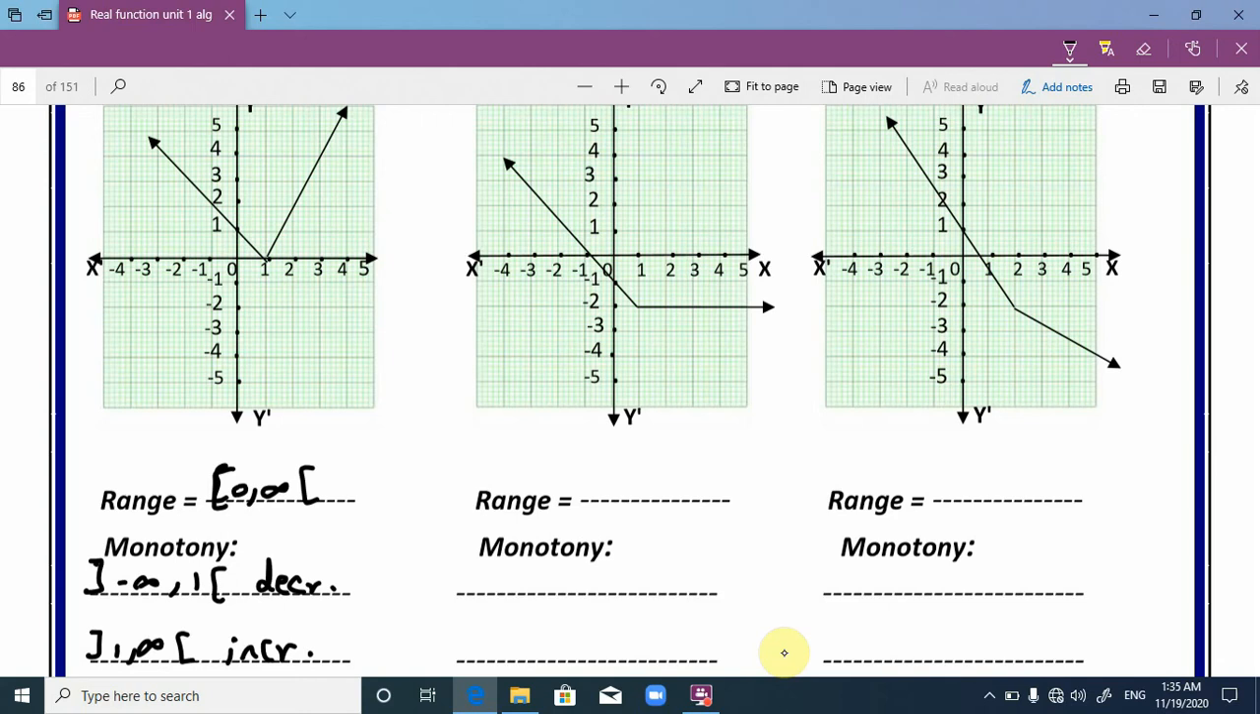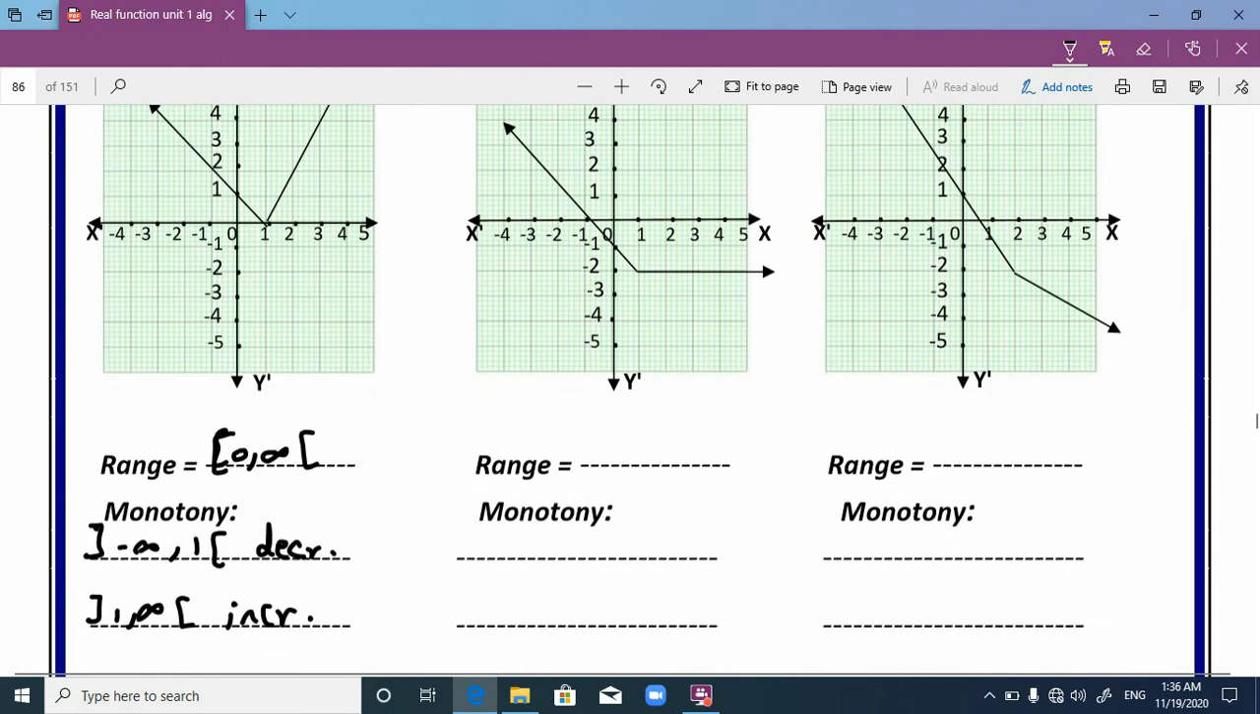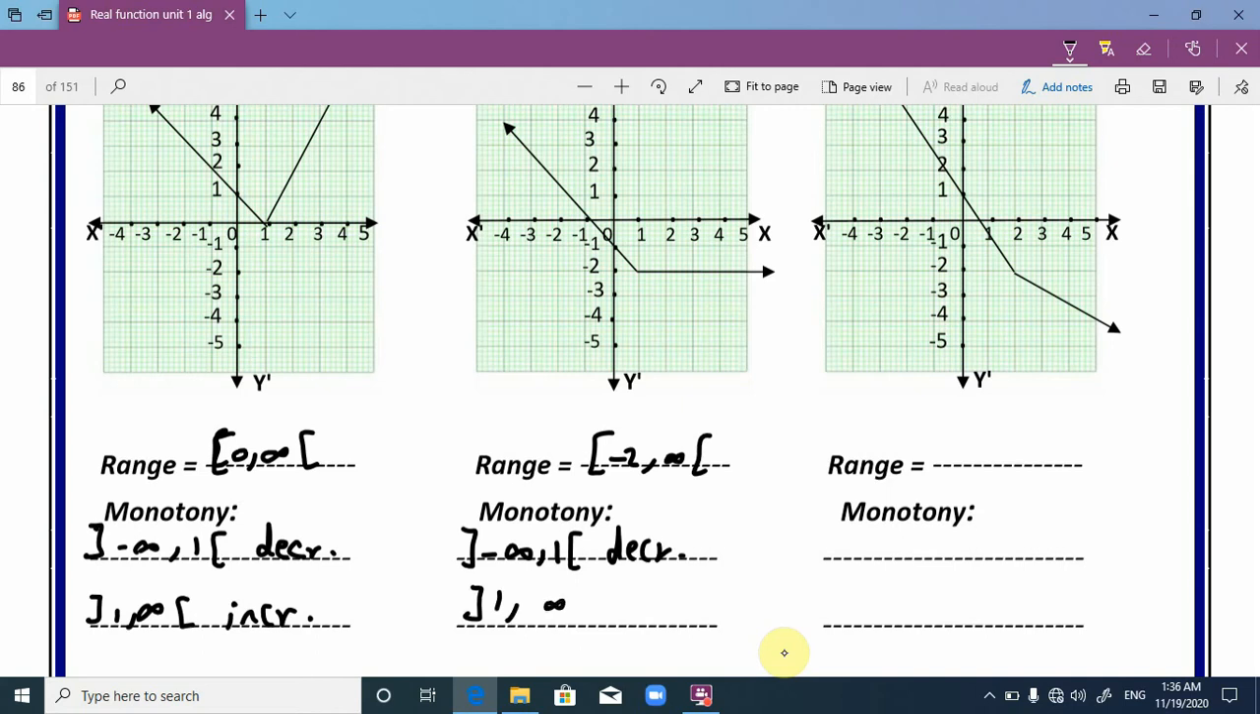Number 5. The range here from negative 2 to infinity leads to a value of y to get this value of y. And the monotony: from negative infinity to 1, f is decreasing. And from 1 to infinity, f is constant. Here, the function is constant. Range here from negative infinity to infinity equals R.